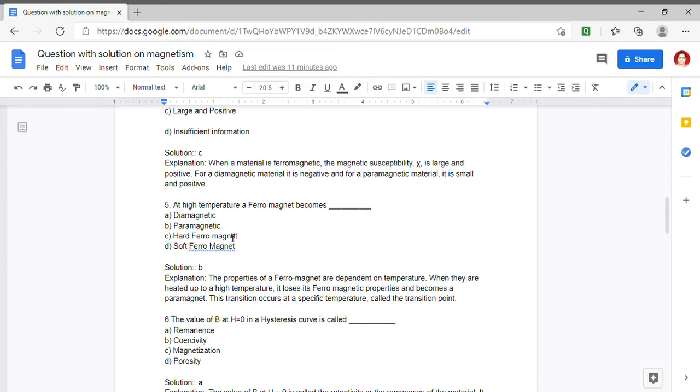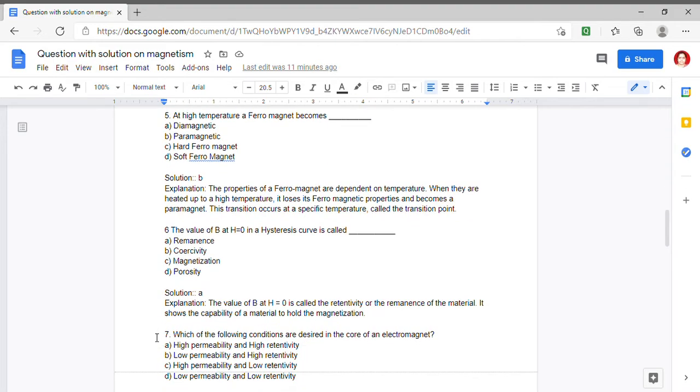The next problem is we have to find the value of B when H is equal to 0, and we are given a hysteresis curve. In the hysteresis curve, the value of B at H equal to 0 is termed as retentivity or remanence, and it shows the capability of a material to hold the magnetization.